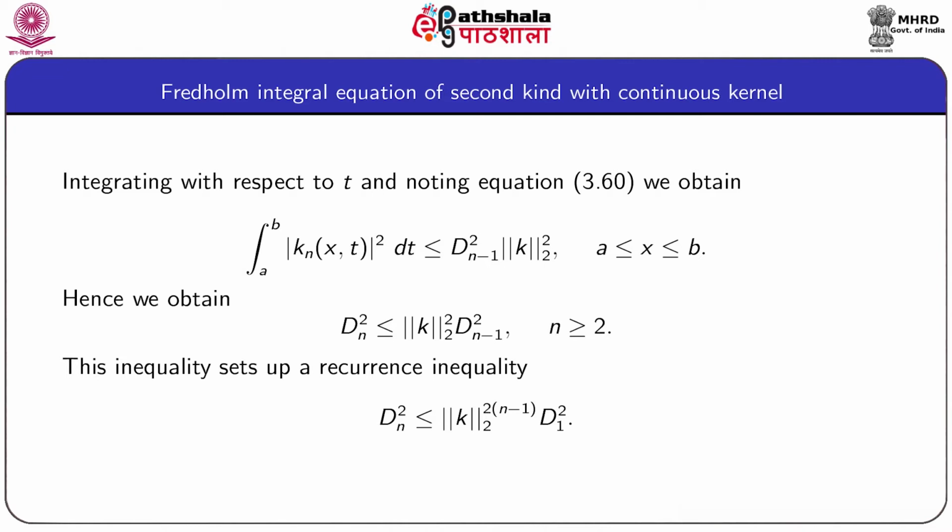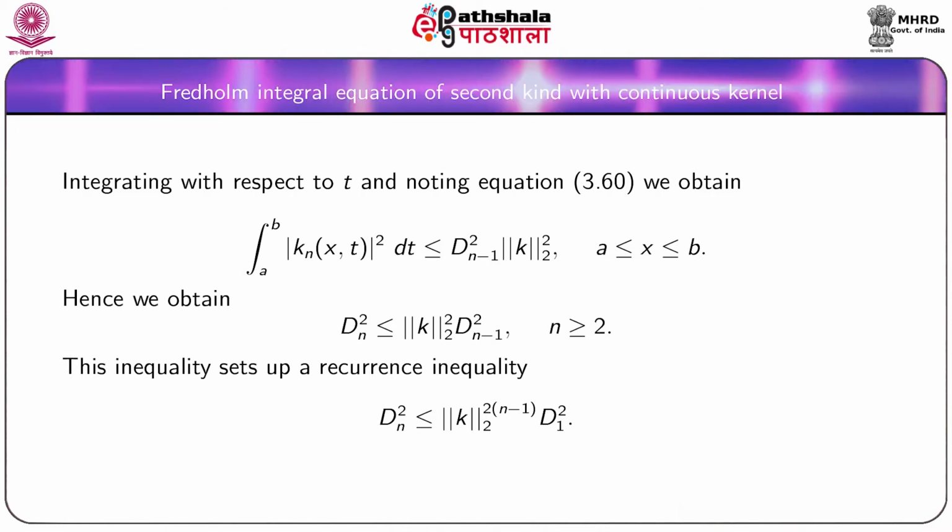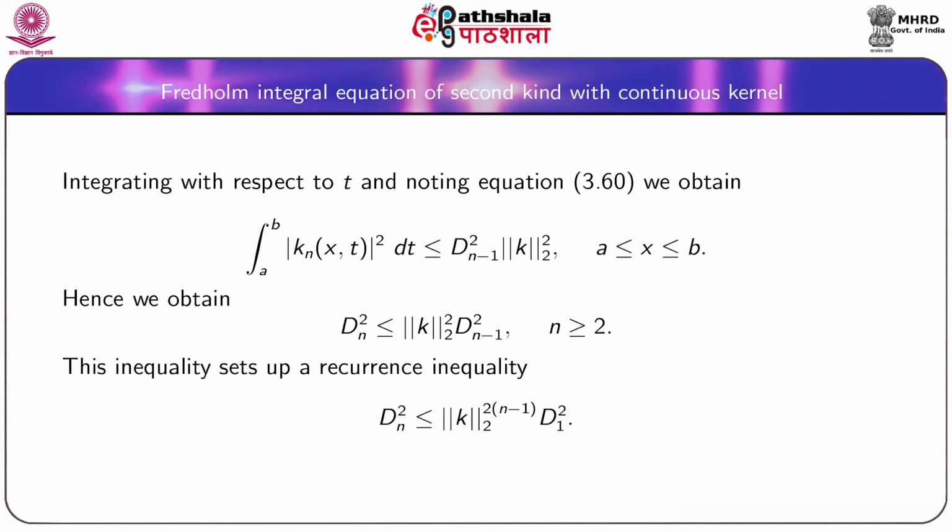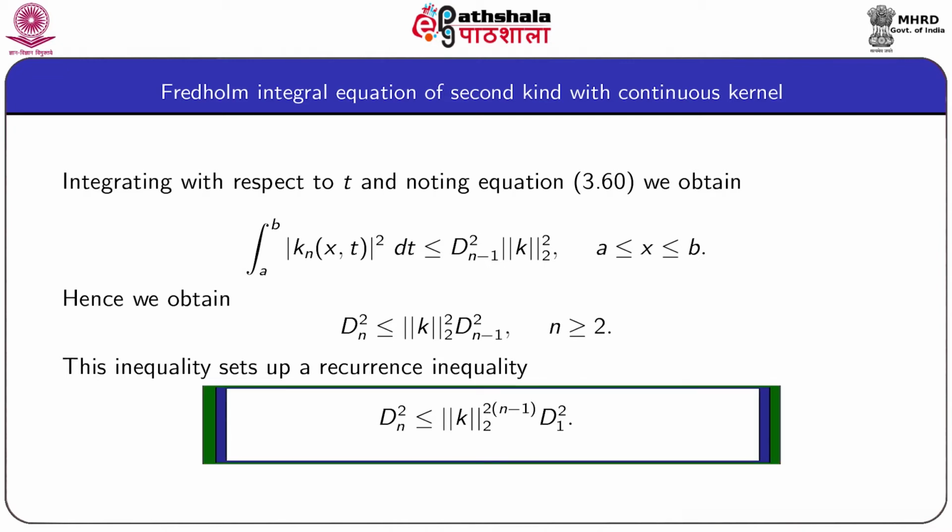Similarly, we can prove that dn minus 1 square is less than or equal to norm of k2 square into dn minus 2 square. If I use that in this inequality, we get dn square is less than or equal to something which involves dn minus 2 square. So this inequality sets up a recurrence inequality, and we continue in this way to obtain dn square is less than or equal to norm of k2 to the power 2n minus 2 into d1 square.